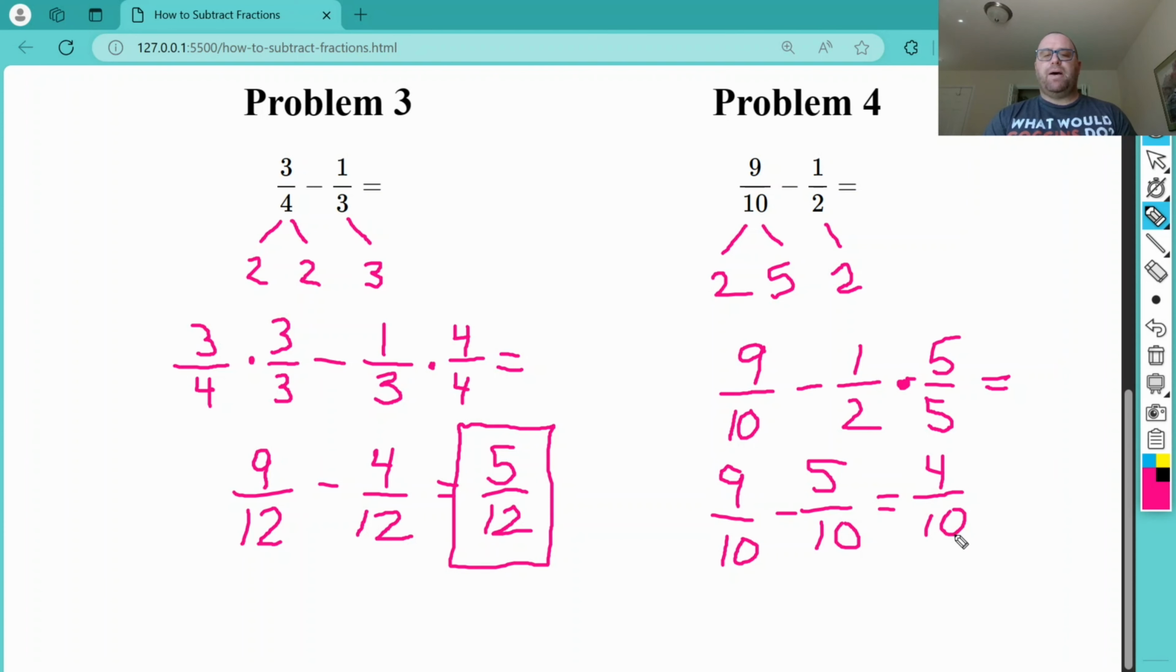But now notice the top and the bottom are both even numbers. They're both divisible by 2. The top and the bottom are not divisible by 3, and the bottom is not divisible by 4. So the largest number we can divide out is 2, so we'll do that to simplify the fraction. So divide the top by 2, divide the bottom by 2. 4 divided by 2 is just 2. 10 divided by 2 is 5. So 2/5 is as simplified as we can go with that difference.